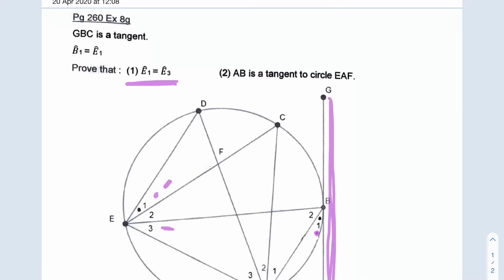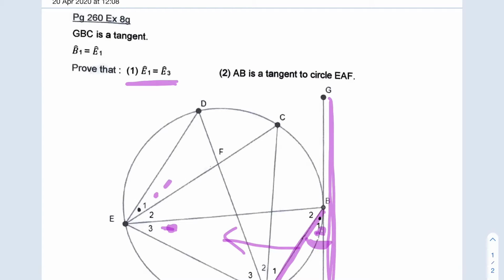I don't think that's too difficult. Okay, we've got a tangent, so let's use our tan chord and see what we come up with. If that's our tangent GBC, we also have this as our chord BA. And if we have that angle there between the tangent and the chord BA, and if we take it to the top, then that angle there is going to equal that angle there. B1 is going to equal E3.